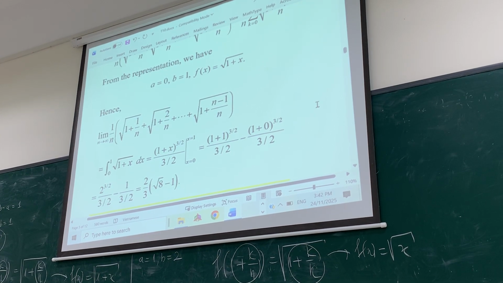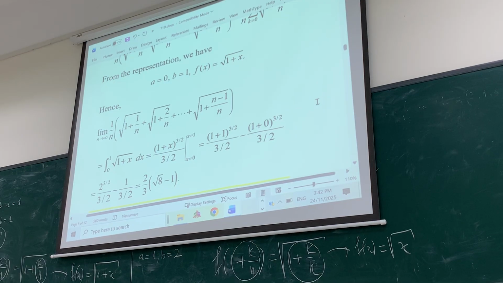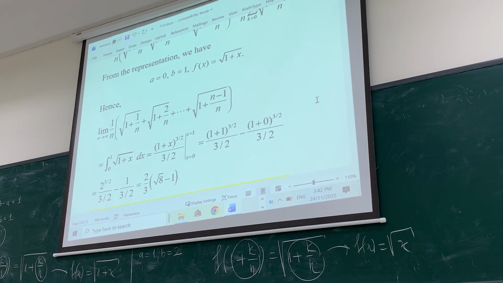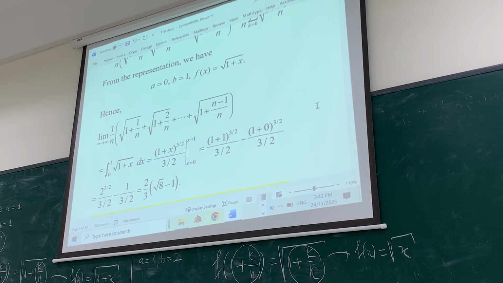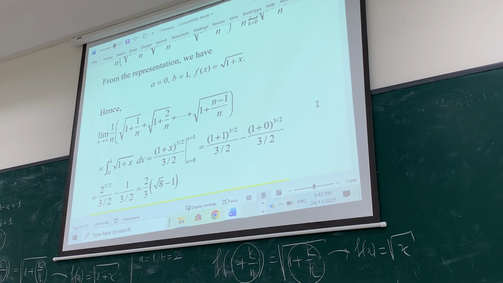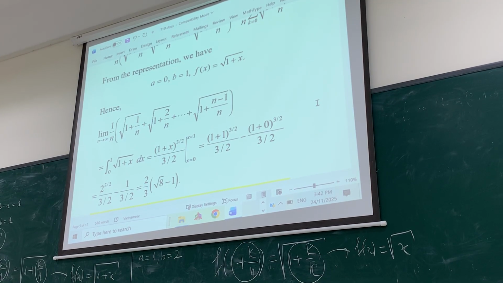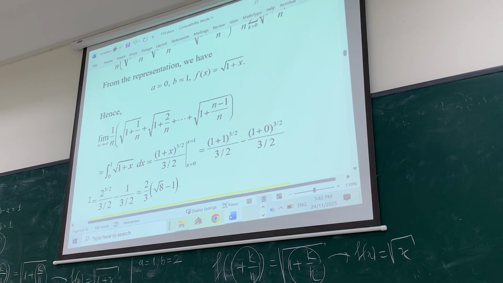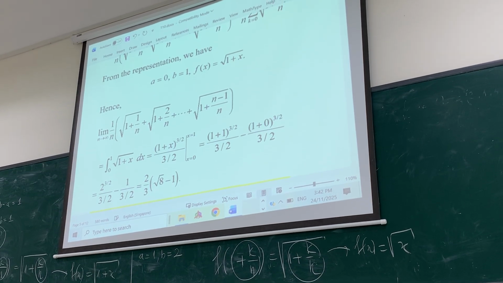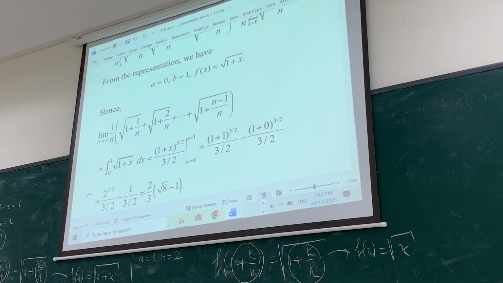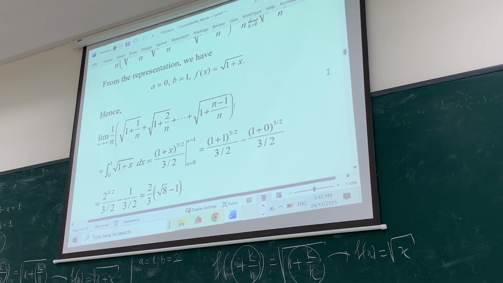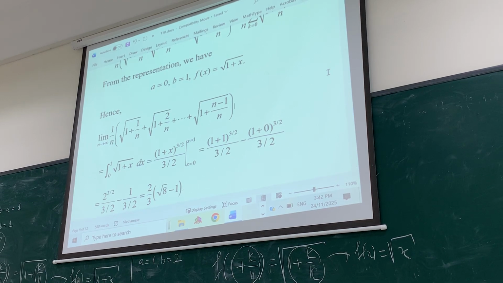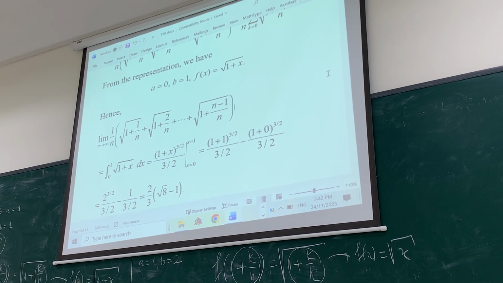Equal 2 times square root x minus 1. Okay, you can do that now.